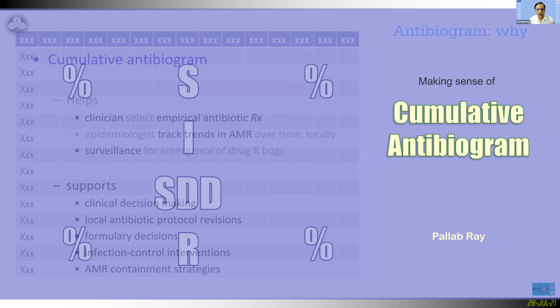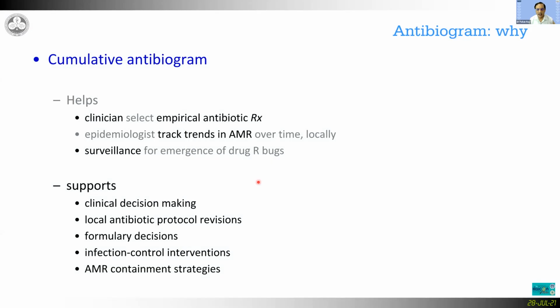The very first thing: why do we need an antibiogram? We need an antibiogram because it helps the clinician select empirical antibiotic therapy. It also helps an epidemiologist to track trends in antimicrobial resistance over time locally, and for surveillance for the emergence of drug-resistant bugs. So it actually supports multiple things.